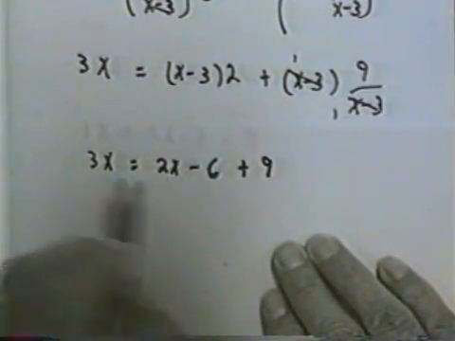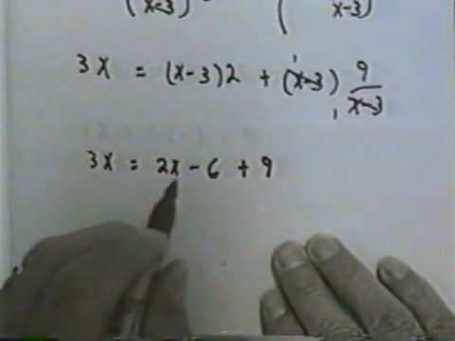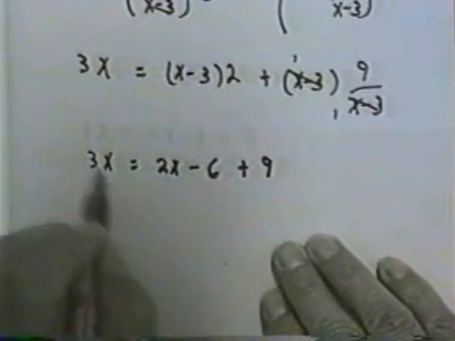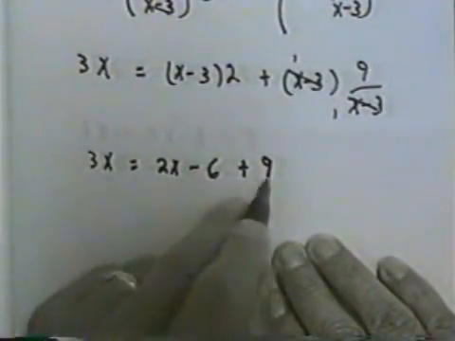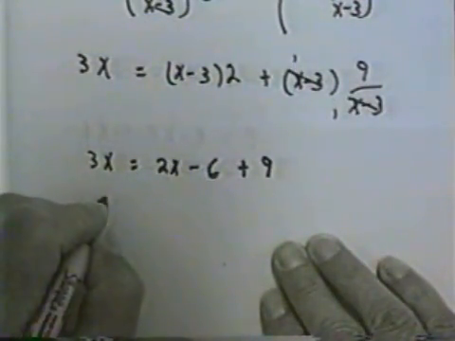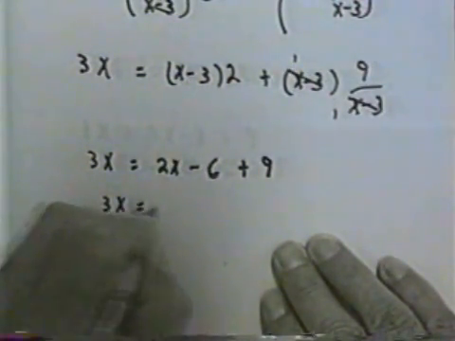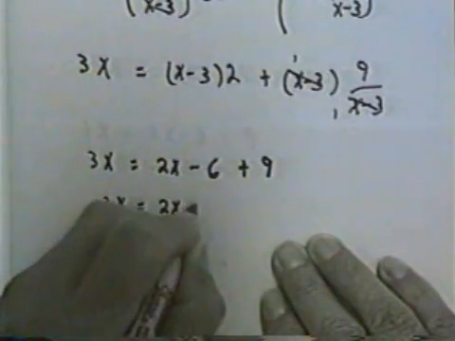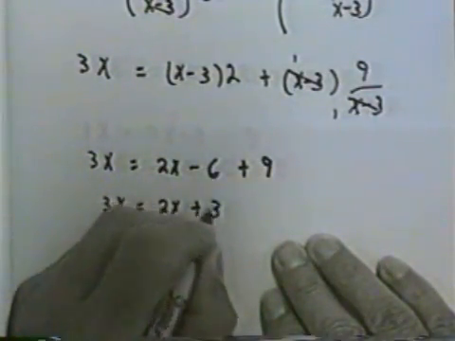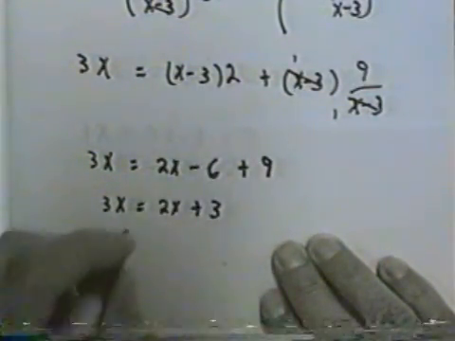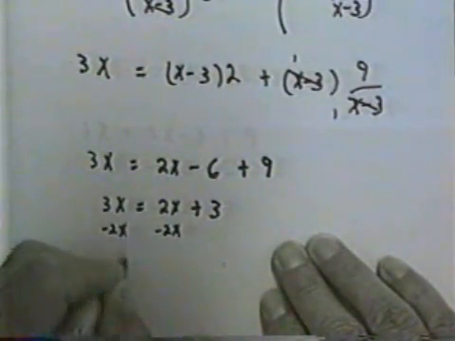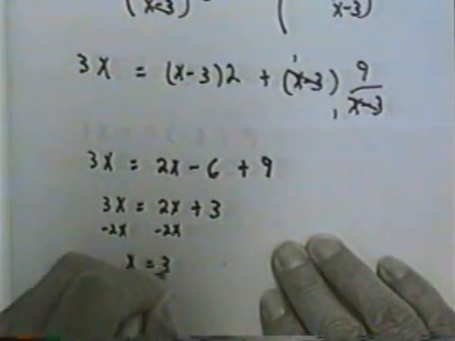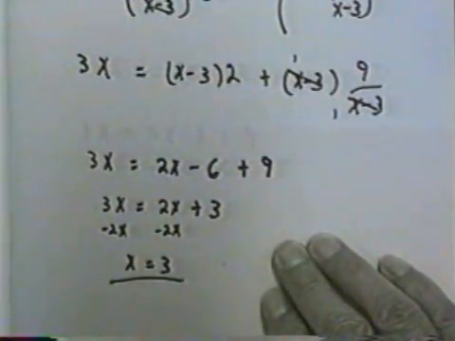Here we have a linear equation. So I need to get all of my x's on one side and all my constants on the other side. But first of all, I'm going to combine like terms. So we have 3x is equal to 2x plus 3. A negative 6 plus 9 is 3. Subtract 2x from both sides. I get x is equal to 3.